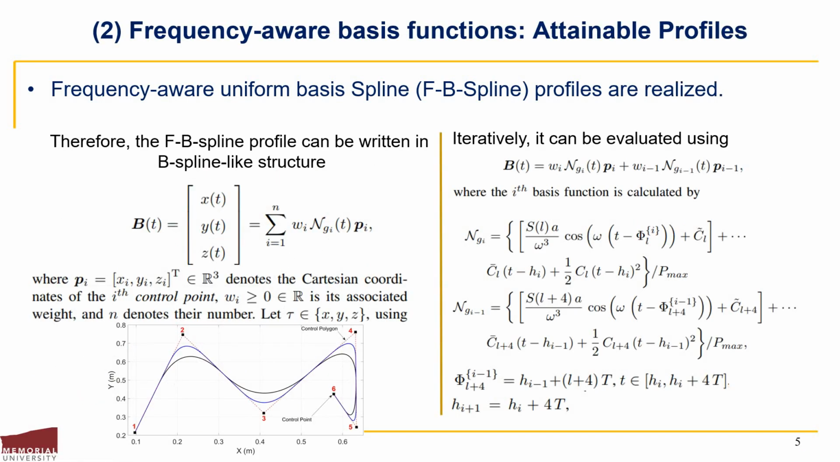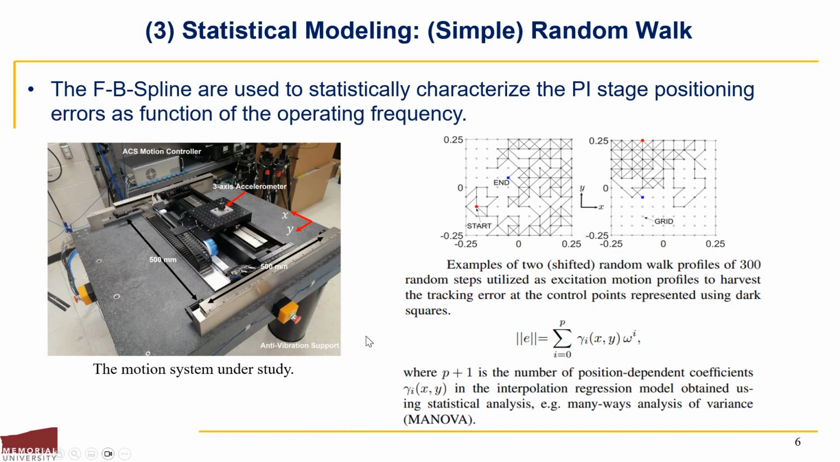Recalling the standard definition of the B-Splines, the proposed frequency-aware basis functions are utilized to produce a frequency-aware version of the B-Spline. The needed evaluation algorithm is provided here to the right, where an example of the attainable profiles is shown in the figure to the lower left. Willing to characterize the shown motion system, a simple random walk motion that covers the whole working space is used to enrich the excitation profiles and also to enhance the statistical inference outcomes.